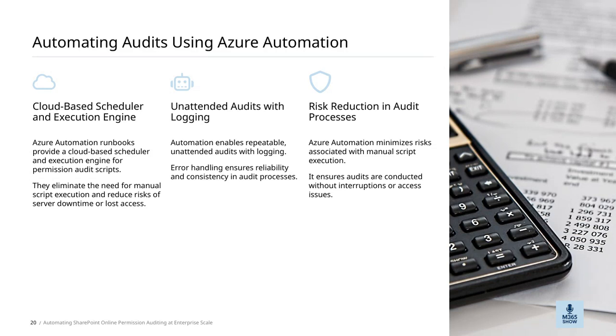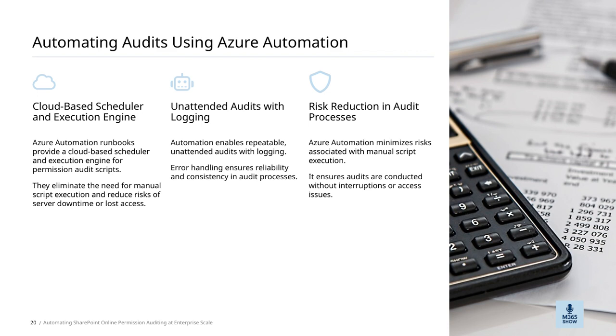Automating audits using Azure Automation is a game changer, especially when it comes to managing SharePoint Online permissions at an enterprise scale. One of the key benefits is that it significantly minimizes the risks associated with manual script execution. When we automate, we reduce the chance of human error, ensure consistent application of audit procedures, and keep our environment secure. It also guarantees that audits happen smoothly without interruptions or access issues, which is crucial for maintaining compliance and security standards.